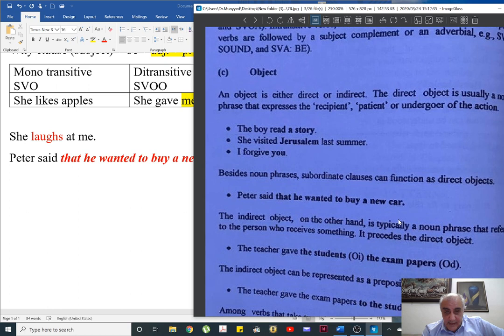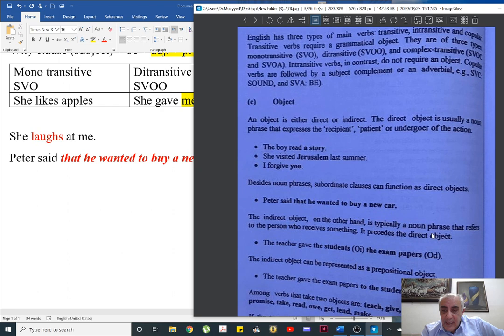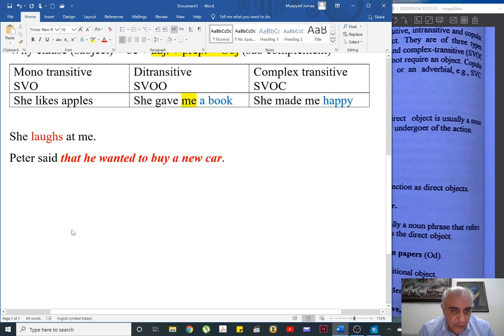Now, the indirect object, on the other hand, is typically a noun phrase that refers to the person who receives something, and precedes the direct object. عادة، بس مو دائما، هو ما قال هنا بالكتاب، بس انتبهوا هنا. عادة ال indirect object يكون مباشرة بعد الفعل، بعدين يجي وراه direct object. لكن مو بالضرورة. بس عادة، يعني خلينا نقول 90% يكون هو الأساسي.